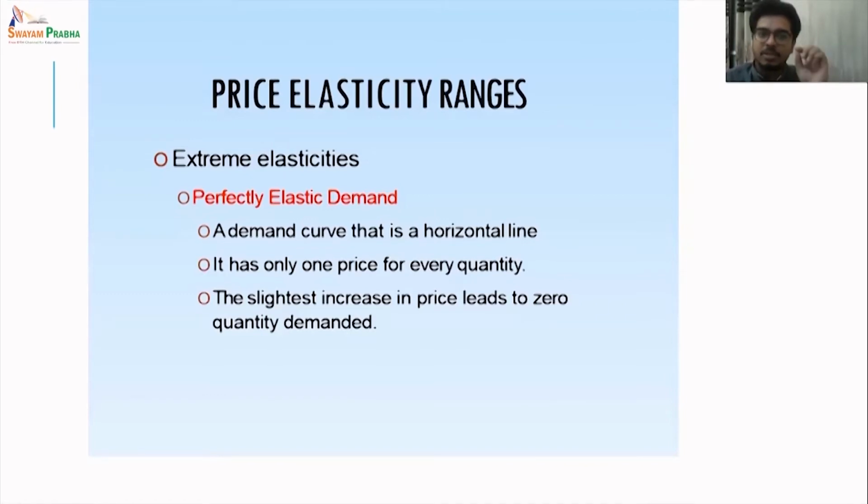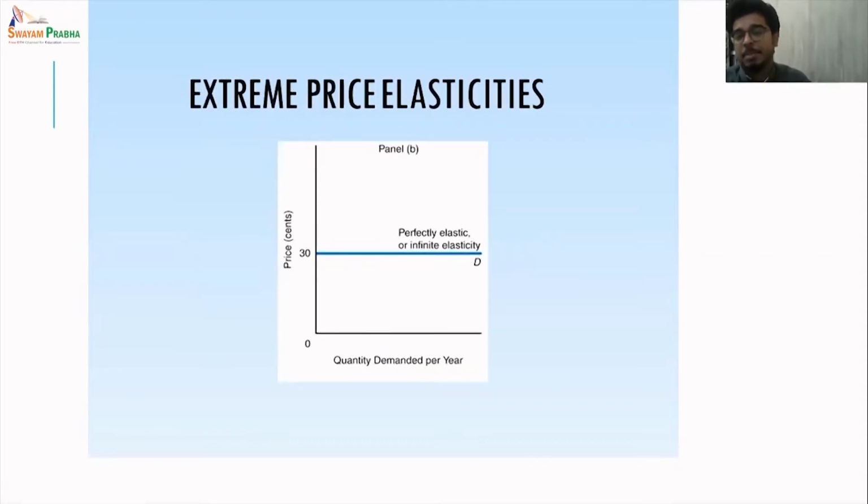Now for perfectly elastic, the demand curve is a horizontal line, parallel to the x-axis. It has only one price for every quantity. The price changes, and a slight price rise will make the quantity demanded fall to zero. Right? It is very difficult to find a perfect example for this. With the slightest price rise, your quantity demanded will automatically fall to zero. So this is another extreme.